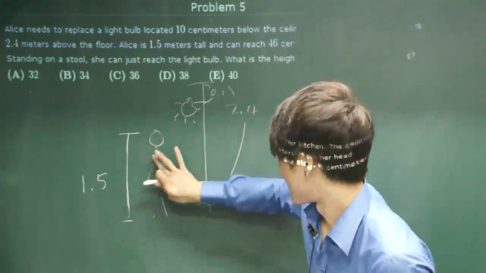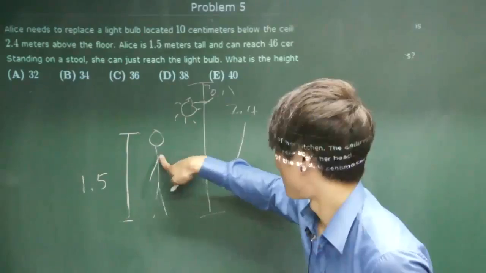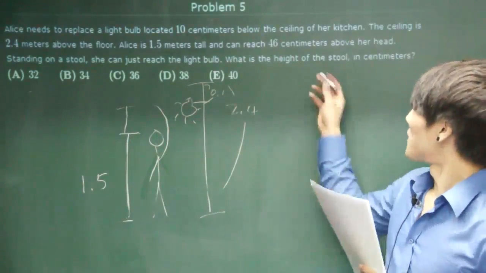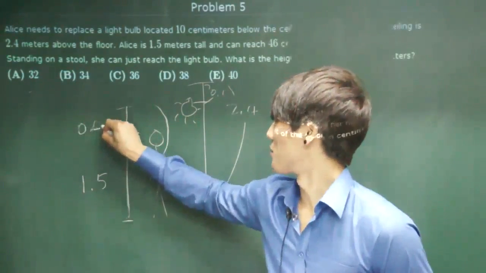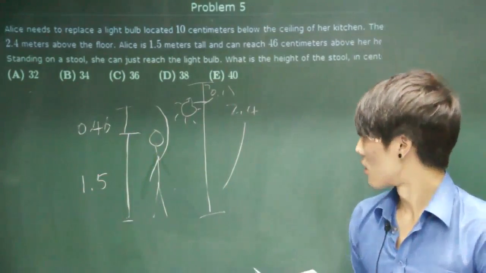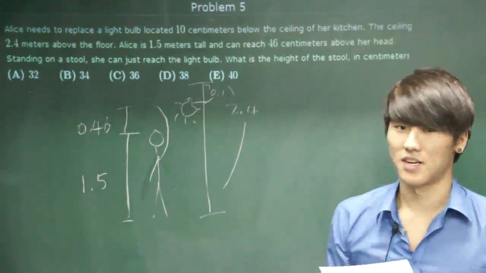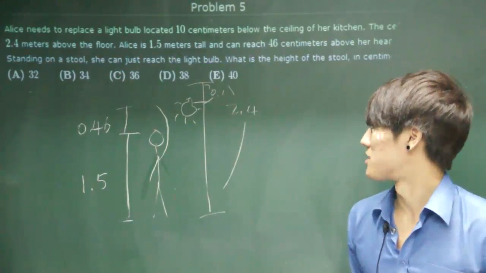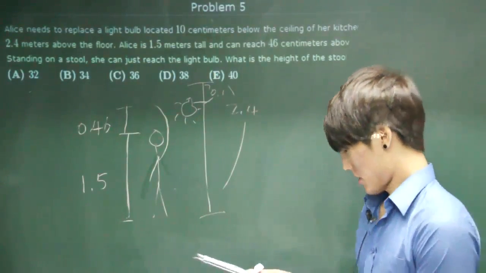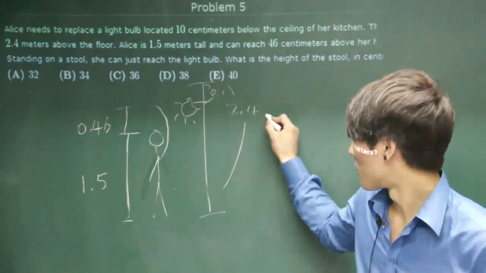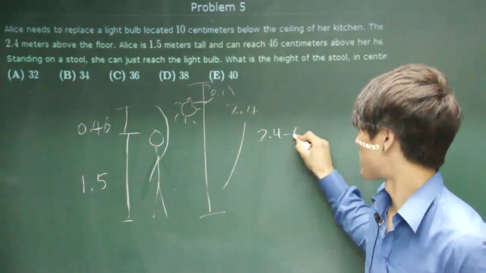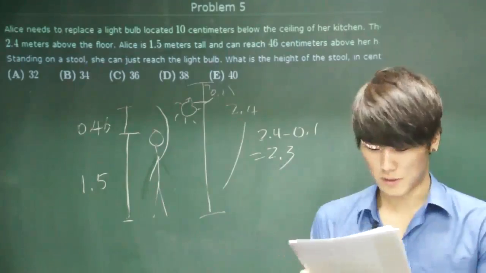And if Alice puts her arm up, she can reach 46 centimeters, which is 0.46 meters. You have to look for the difference to find the height of the stool she needs to stand on to reach the light bulb. To do that, you first find the light bulb's height from the floor. It's 0.1 below the ceiling, which means 2.4 minus 0.1, which is 2.3.